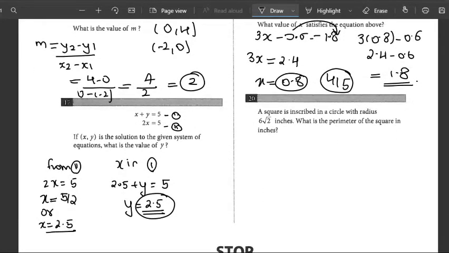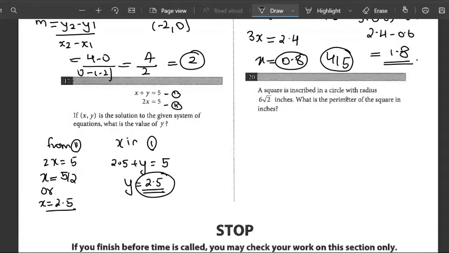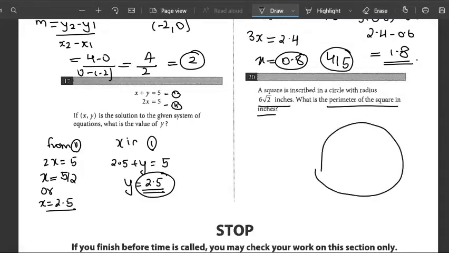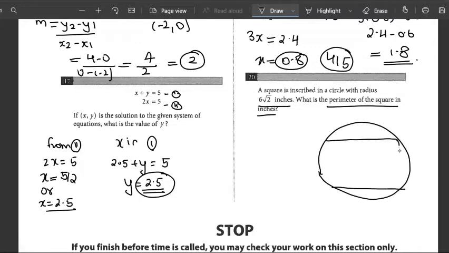And in 20th, a square is inscribed in a circle with radius of 6 root 2 inches. What is the perimeter of the square in inches? Okay, so a square is inscribed in a circle. So let's draw the circle. It's not a perfect circle, but it'll work. And let's inscribe the square. With radius 6 root 2. Therefore, this would be 6 root 2.